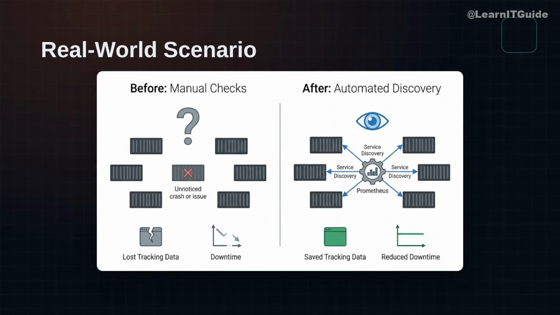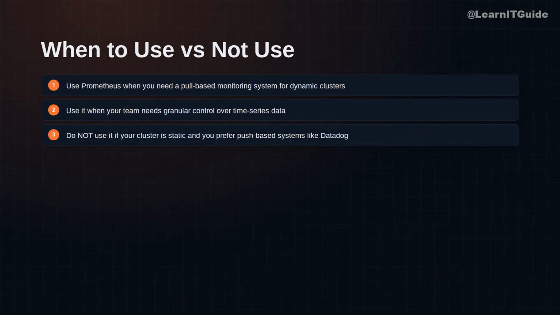Think about this. A logistics company was blind to their system health. They were relying on manual health checks. By moving to Prometheus, they automated their discovery. The result was a massive reduction in downtime, saving them thousands in lost tracking data every single time a pod failed.